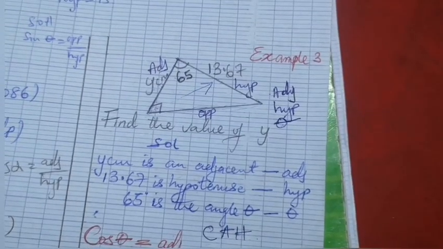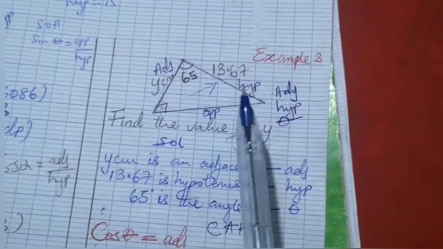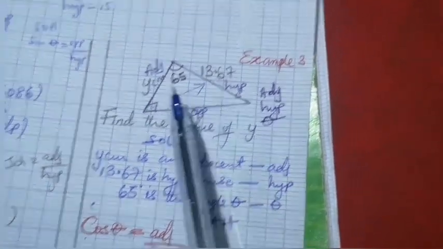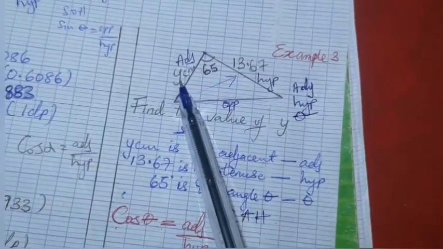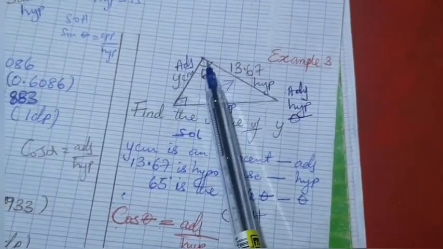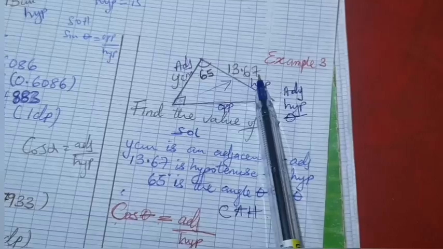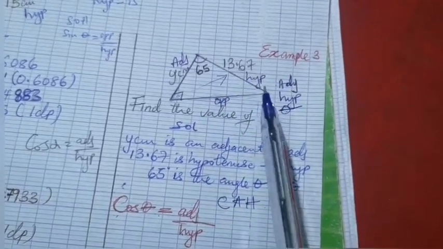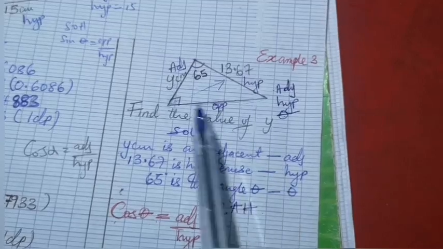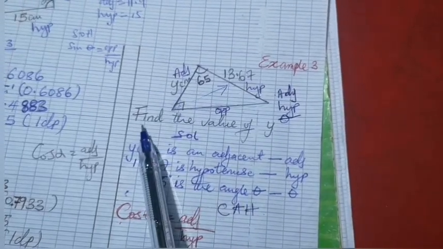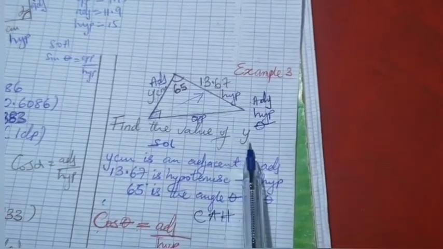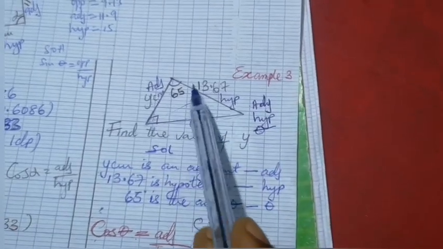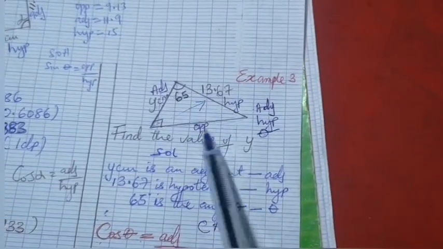We have another example here. We have a right angle triangle, and we have a side here with 13.67, and another side here without a value, and we are looking for the value of y. So the question is find the value of y. The first thing we will do is to define all these sides.